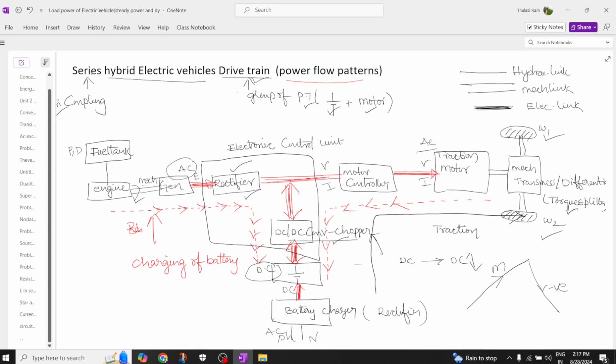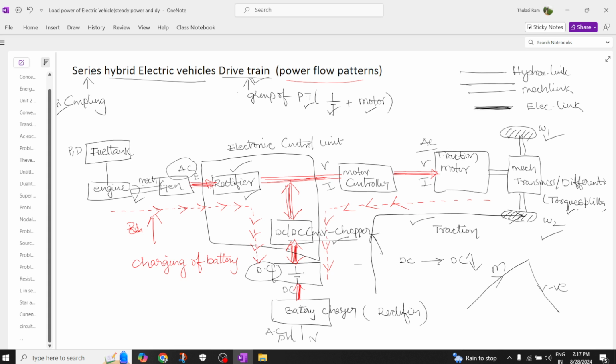And one more way of charging the battery is from the fuel tank to the engine. The engine will try to propel the generator, and this generator output is connected to the rectifier. It will charge the battery. The black color line is nothing but the traction mode of operation. The red color line, the two dotted lines, is nothing but the charging method of the battery. So this is all about the series hybrid electric drivetrain.